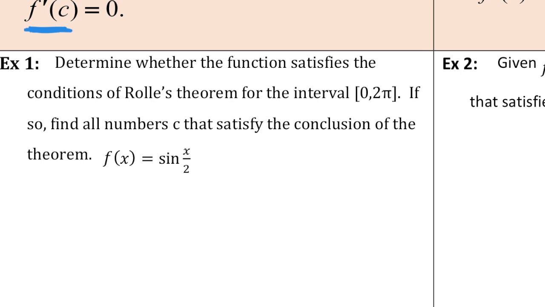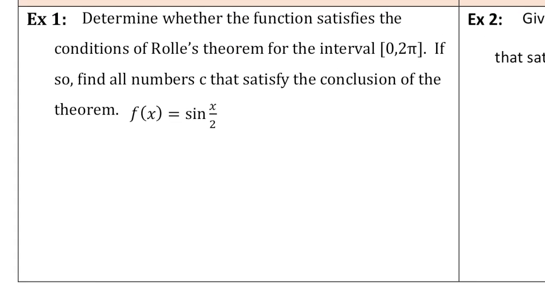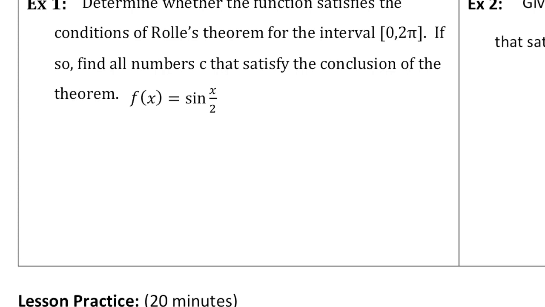To determine whether the function satisfies the conditions of Rolle's theorem, we should think about each condition. What is f(0)? And what is f(2π)? Check to see that they are equivalent. As you know, these are both equal to 0 when f(x) is equal to the sine of x over 2.